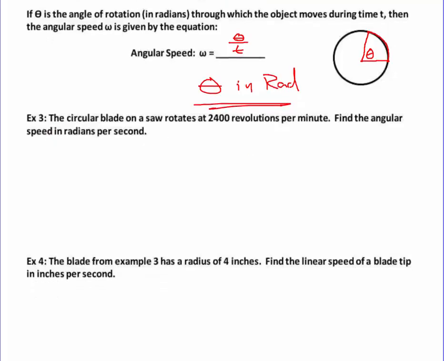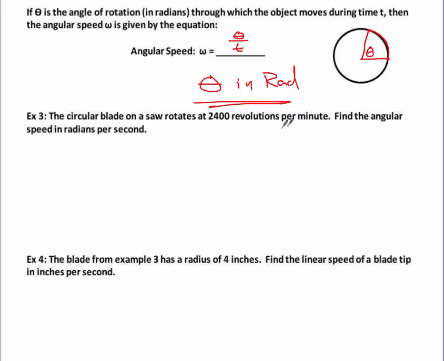All right, example 3, the circular blade on a saw rotates 2,400 revolutions per minute. So what that means is we have this saw blade, right? And it's our angle, one revolution, right? That's one time around. Well, 2,400 revolutions per minute means that happens 2,400 times in 1 minute. So our theta is 2,400 times 2 pi. Because if you remember when we talked about radians the first time, 2 pi is one time around a circle. That's why the circumference formula is 2 pi r. All right, so if our theta is 2,400 times 2 pi, that means theta is 4,800 pi in radians. And our time that it takes to do that 4,800 pi is 1 minute.